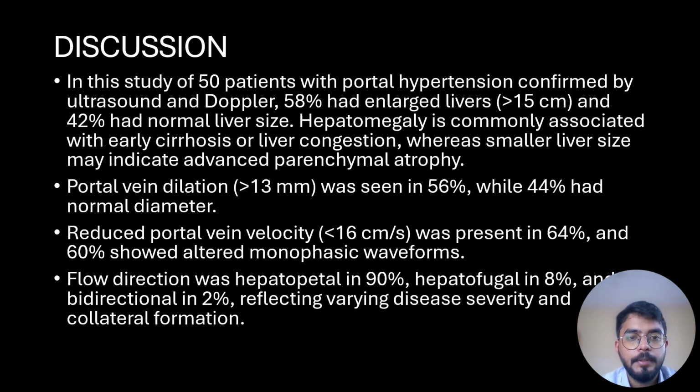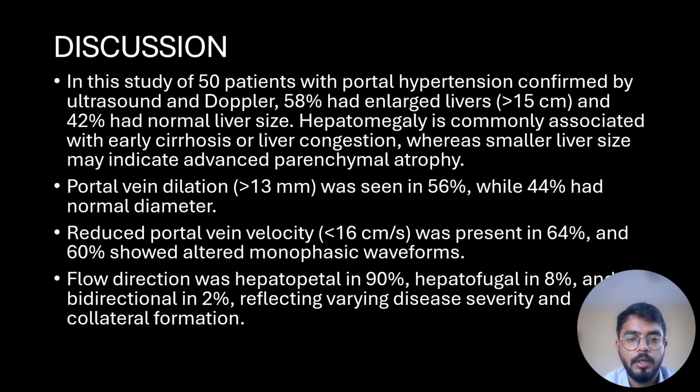In the study of 50 patients with portal hypertension confirmed by ultrasound and Doppler, 58% had enlarged liver more than 15 centimeters and 42% had normal liver size. Hepatomegaly is commonly associated with early cirrhosis or liver congestion, whereas smaller liver size may indicate advanced parenchymal atrophy. Portal vein diameter more than 13 mm was seen in 56%, while 44% had normal diameter.